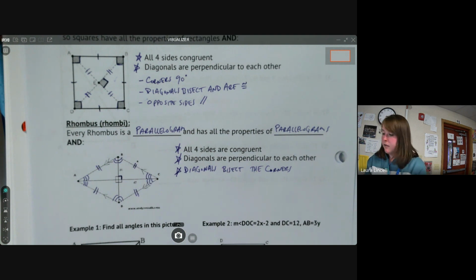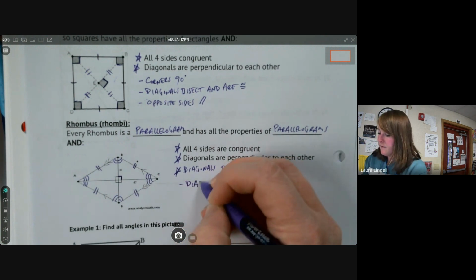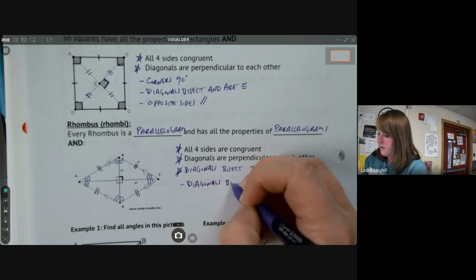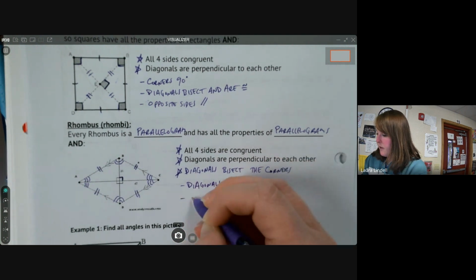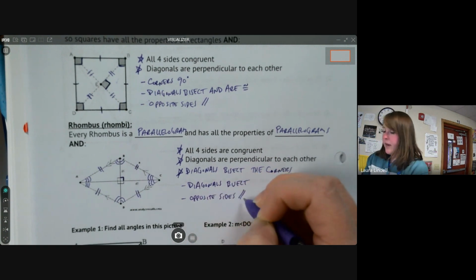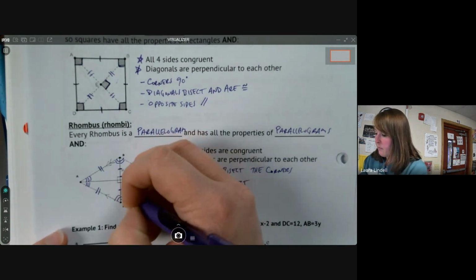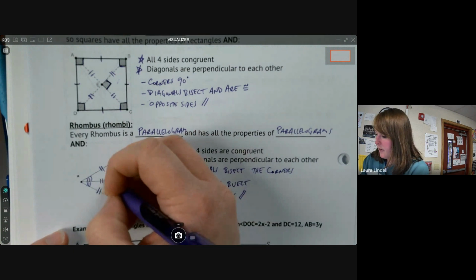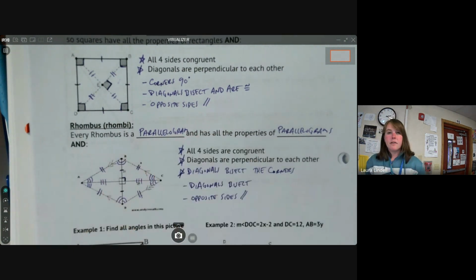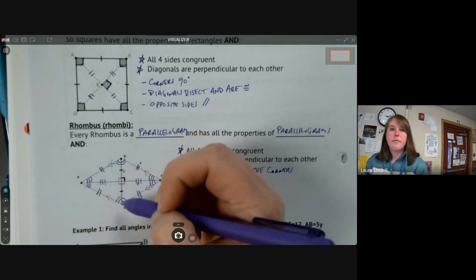Okay, then, just like parallelograms, the diagonals bisect each other, and the opposite sides are parallel. So the diagonals bisect each other, but the thing that makes it not a square is that the diagonals are not congruent to each other. They're not the same length. So this part and this part are the same length here. This part and this part are the same length there, but they're not the same length as each other. One of these is clearly longer than the other one. This is the short one, right?